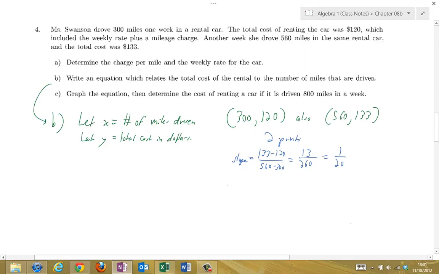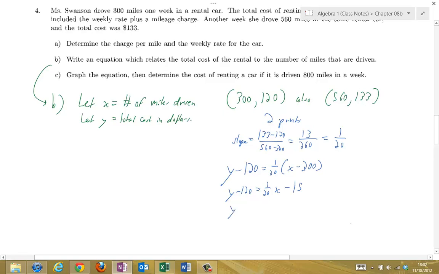Who cares? Y minus, let's just pick the first point we see, 120 is equal to slope times x minus 300. So y minus 120 is equal to 1/20th times x minus 300, and 300 divided by 20 is 15. Then I get y is equal to 1/20th x, add 120 to both sides, and I have plus 105. There is the answer to part B. y equals 1/20th x plus 105.